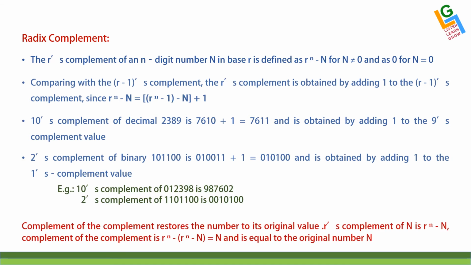Complement of the complement restores the number to its original value. R's complement of N is r power n minus N. Complement of the complement is r power n minus (r power n minus N) equals N, which is equal to the original number N.